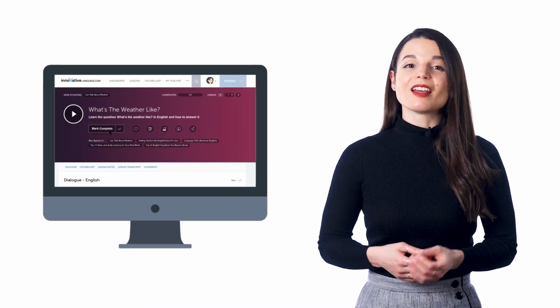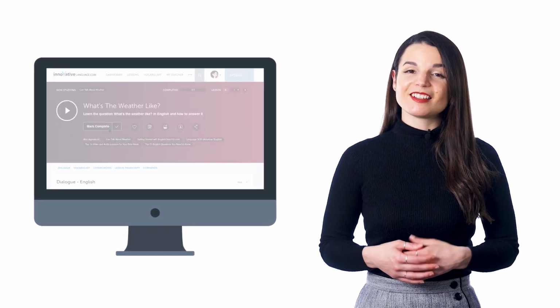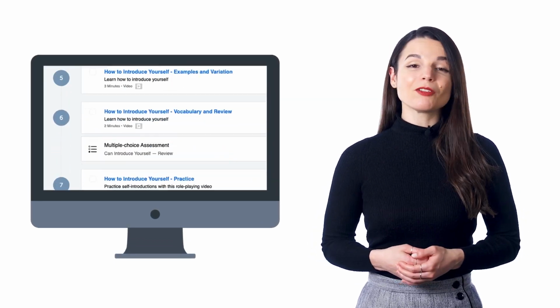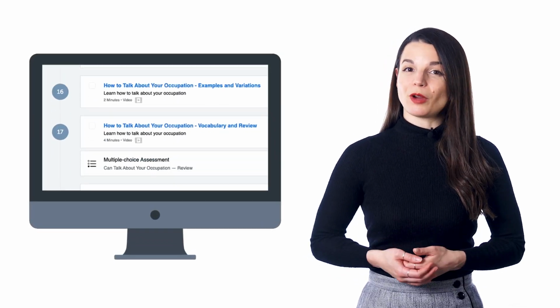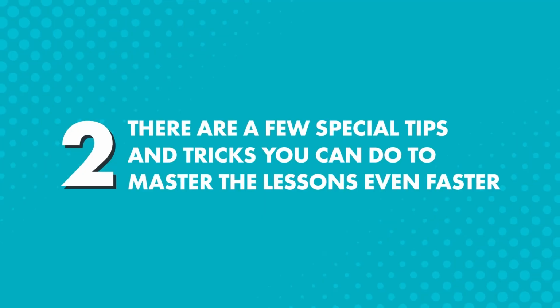Then, mark the lesson as complete and move on to the next lesson in our learning pathway, where you'll learn even more and get to review some of the words and grammar points from prior lessons. 2.